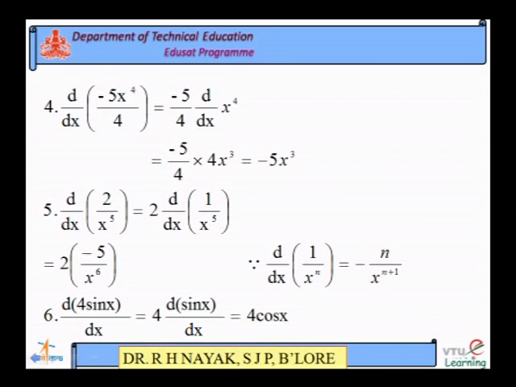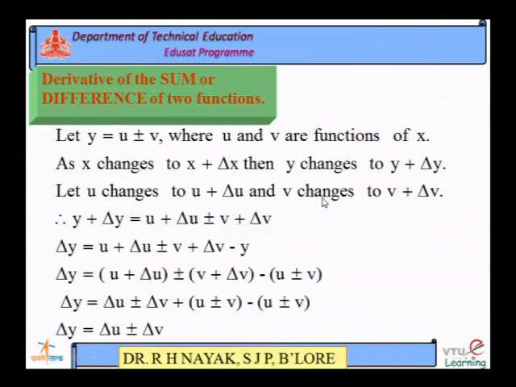See the fifth example, differentiation of 2 divided by x to the power of 5. So, 2 is taken outside. So, the function will become what? 1 by x to the power of 5. So, this is treated as 1 by x to the power of n, 1 divided by x to the power of n.